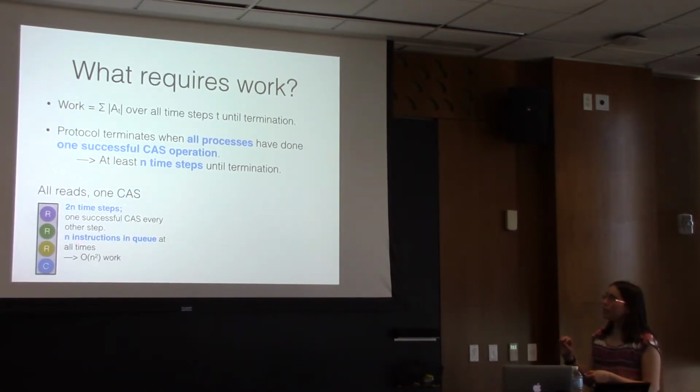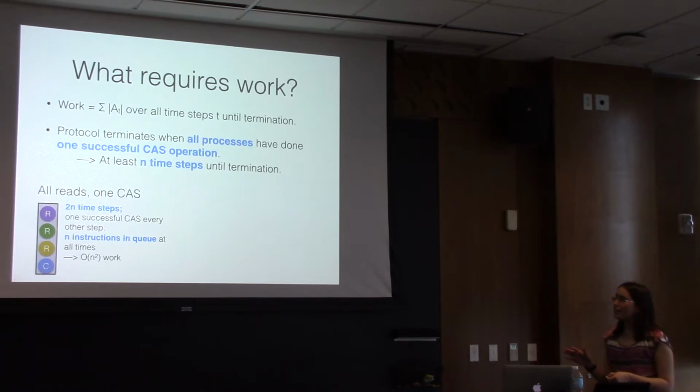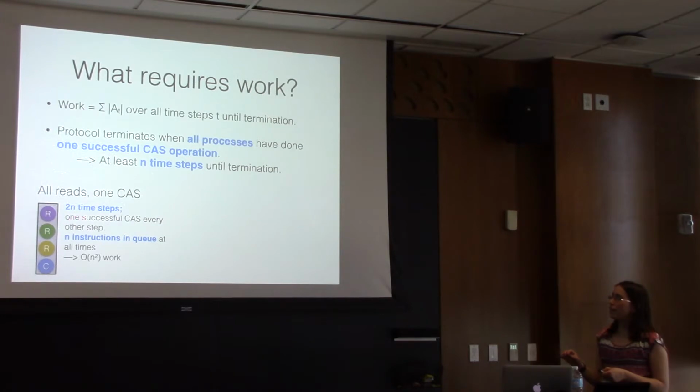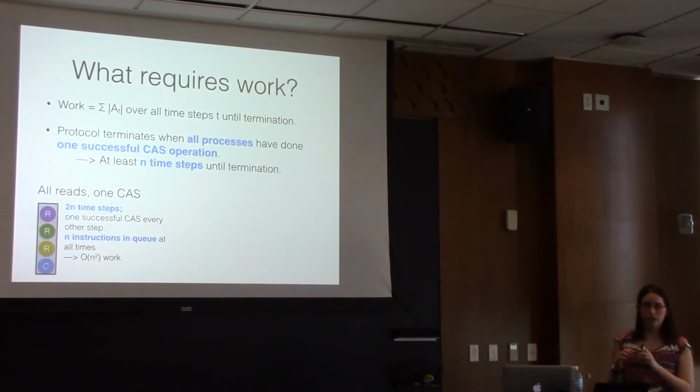But if we imagine the state of the queue at all times is this: there's one compare and swap, and that compare and swap is going to succeed, whereas all the other operations in the queue are reads. What's going to happen is as follows. On time step 1, this compare and swap is going to go through, and that process is going to return. On the next time step, all of these reads will be executed in parallel. Why? Because they don't conflict with each other. So we're going to have one successful CAS every other step: a successful compare and swap followed by a whole bunch of reads happening in parallel, and then again, one successful compare and swap.